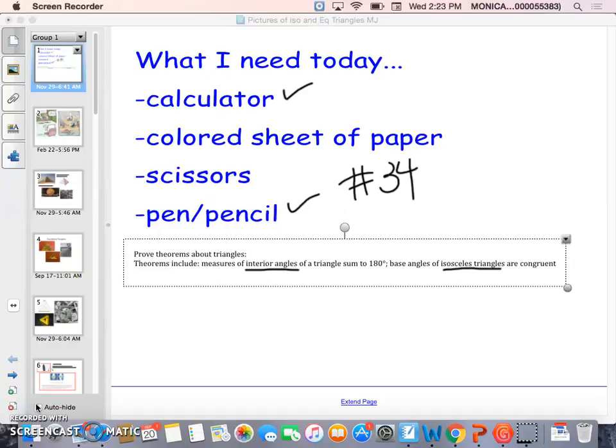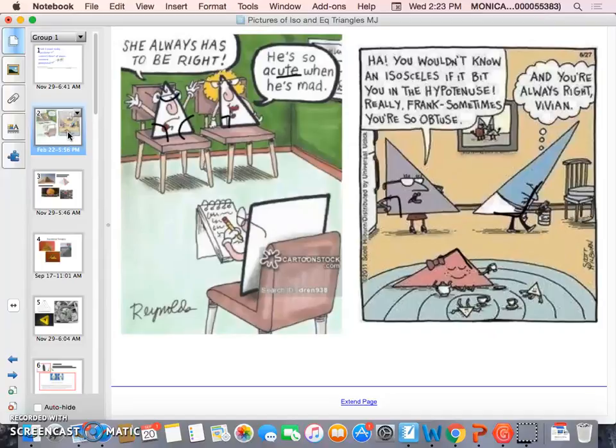So I got a joke for you. Hopefully you've been practicing on F1, which is classifying triangles. So we got, she always has to be right. And that's because she's a right triangle. And he says, oh, he's so acute when he's mad. And we would classify him as an acute angle because all these angles are less than 90. And over here we've got this lady. She says, you wouldn't know an isosceles if it bit you in the hypotenuse. Really, Frank, sometimes you're so obtuse. And Frank over here is definitely an obtuse triangle because his angle measures are greater than 90. And he says to Vivian, you're always right, because she's a right triangle. And their baby, what kind of triangle is their baby? That's the question. All right, moving on.